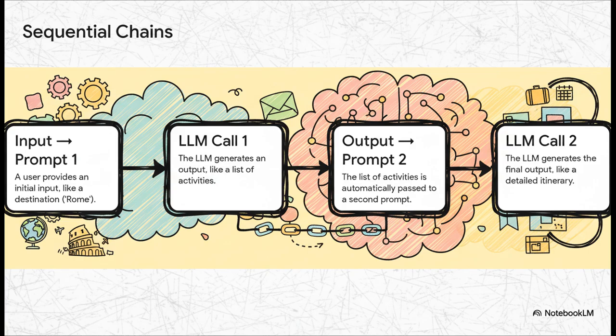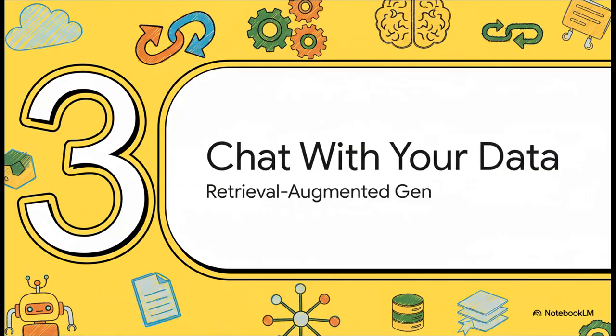Okay, check out how a simple chain works. Let's say your first input is just one word, Rome. The first part of the chain takes that, sends it to the LLM, and gets back, say, a list of cool activities. Then, and this is the cool part, that list of activities automatically gets fed as the input into the next part of the chain, which then generates a full-blown, detailed itinerary. See? Super simple.